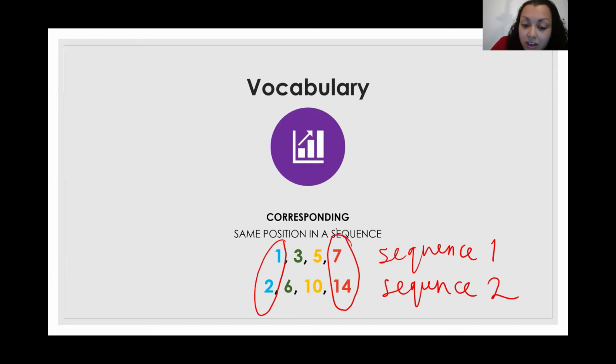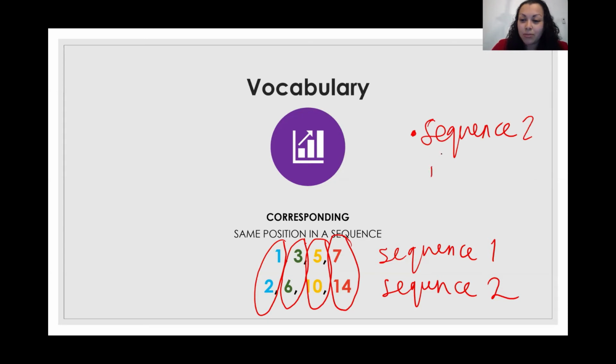You can see here that I color coordinated it, but the second number in each of the sequences are corresponding. The third number, they're corresponding. If you can tell here, sequence 2 is actually double sequence 1. So that's one noticing: sequence 2 is double sequence 1. Or you could say sequence 2 is sequence 1 times 2.